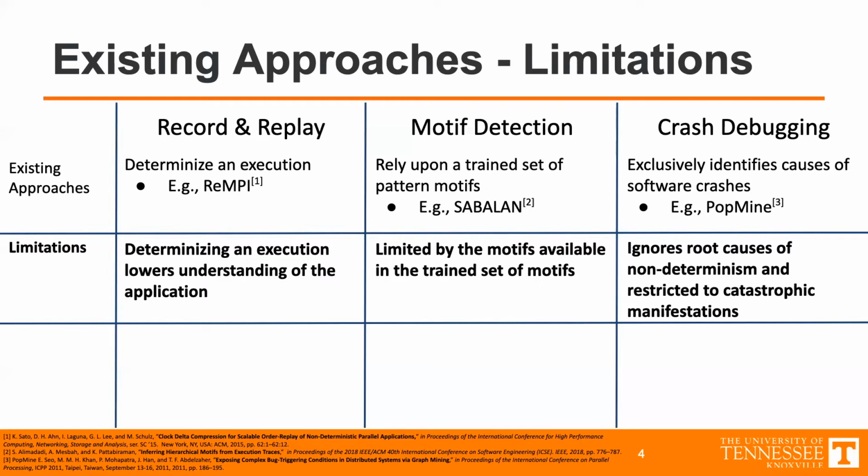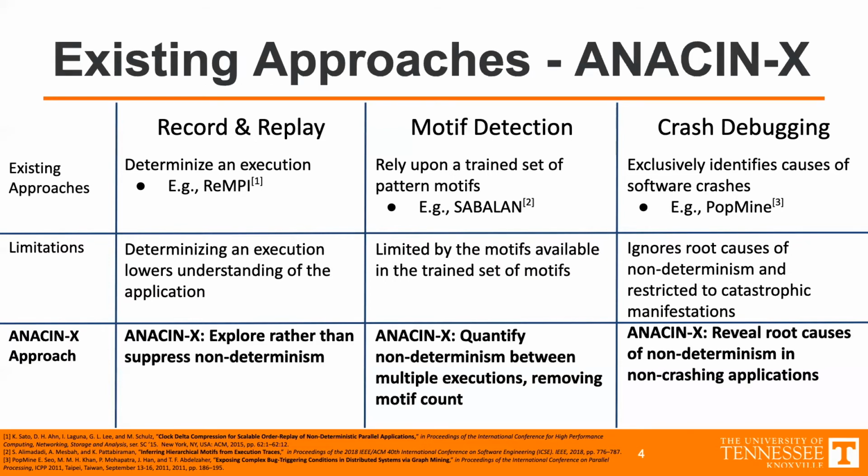You can't handle ENZO. So we aim to supplement this with Anacin-X, which explores rather than suppressing non-determinism, running an application normally. We quantify non-determinism between multiple executions, removing this need for prior knowledge. And then we reveal root causes of non-determinism in even non-crashing applications, meaning that applications like ENZO will have a tool they can use to handle this problem.